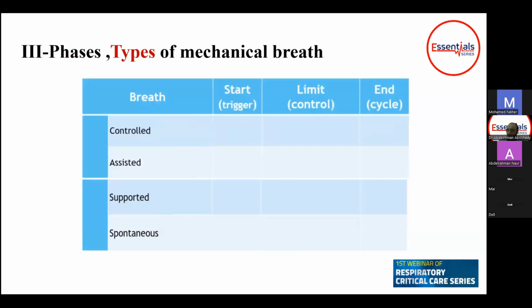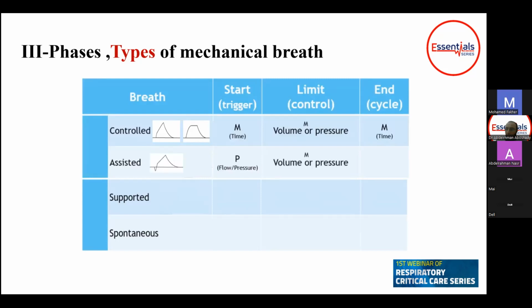As we remember from the basic ventilation training we all had, we have four types of mechanical breath. Controlled breath, which is either volume controlled or pressure controlled. The machine triggers, limits, and cycles this breath. Assisted breath, which is either a volume assist or a pressure assist, where the patient triggers the breath and the ventilator limits and cycles the breath. We have a supported breath and a spontaneous breath.